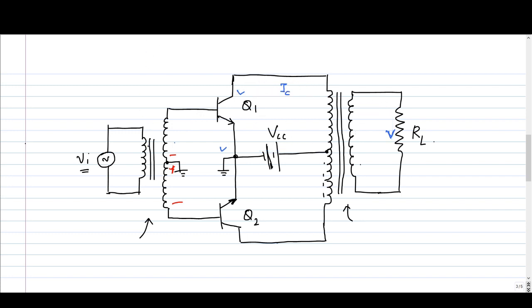During the negative half cycle of the input signal, this will become negative and this will become positive. The upper terminal negative and lower terminal positive. So the polarity on the secondary side will be like this. So you can see that this lower transistor Q2 will get base drive. Its base emitter junction will become forward biased. So it will turn on.